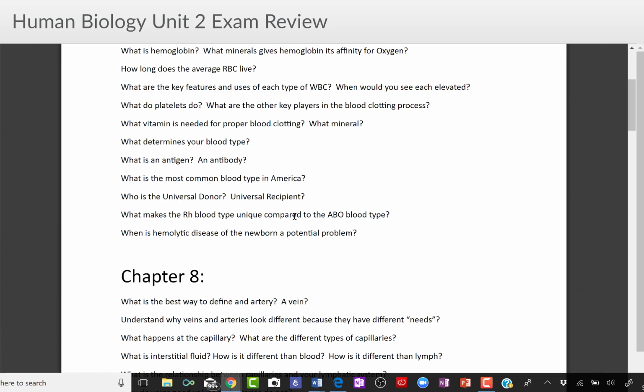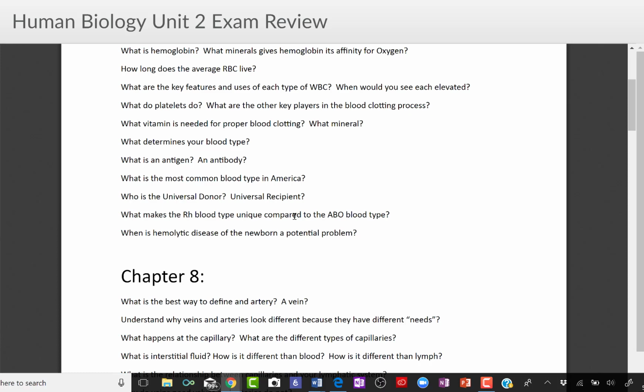But in this case, let's say you have type A blood. That means you have the A antigen on your red blood cells. It means you have the anti-B antibodies in your plasma. So if they were to accidentally give you type B blood, your anti-B antibodies would attack and destroy those blood cells. That's called a transfusion reaction. All right, so that's an antigen versus an antibody as determined by your blood type.